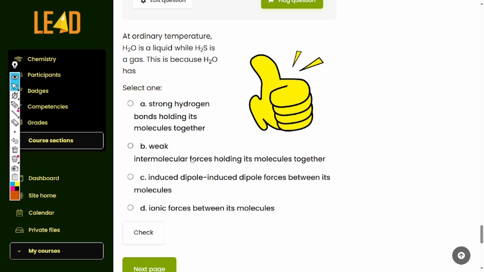B says weak intermolecular force. If the force is weak, then water would not be a liquid at room temperature; it would be gaseous. Next is induced dipole forces between its molecules. Induced dipole is a type of weak intermolecular force, a Van der Waals force, weaker than hydrogen bonding. So water would not be a liquid at room temperature. Then ionic forces between its molecules. Although ionic forces are very strong, water is not an ionic compound, it's a covalent compound. So the correct answer is A.